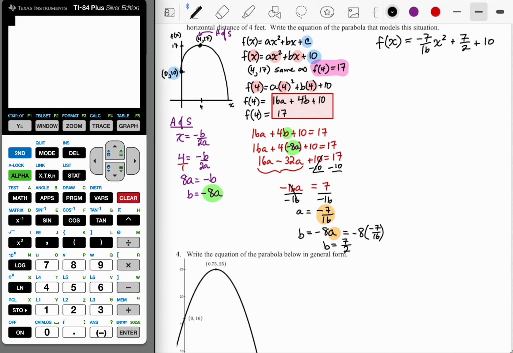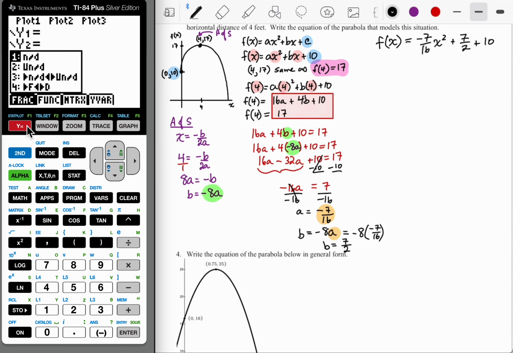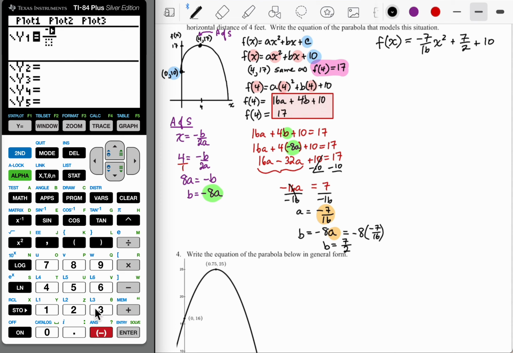And so you could put that in a calculator and have a look and just make sure that it goes through the correct points. I'll do it in the TI. Just remember, to get a fraction, unless you want to use the division function, that's fine too, but to get a fraction, it's alpha y equals n over d. So negative 7 over 16. It's a little cleaner that way. X squared plus 7 over 2. You can put it in as 3.5 if you want, but I'll just keep putting it in as a fraction. X, and then plus the 10.